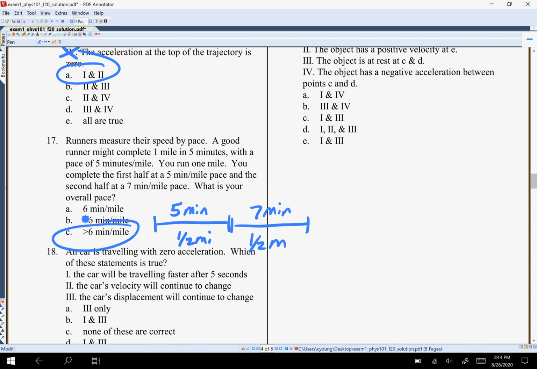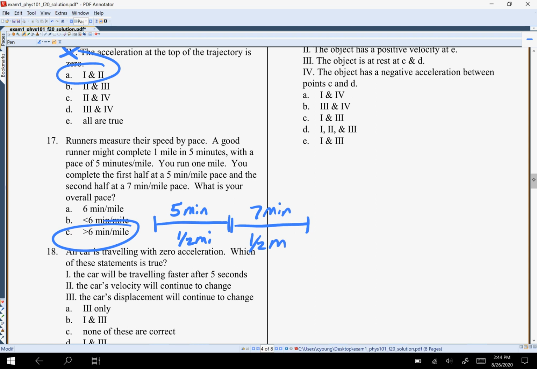We had a very similar question to this in the concept test relating to average velocity. And so when you go slower, it impacts your average speed more than when you go faster because you're spending more time at that slower speed.